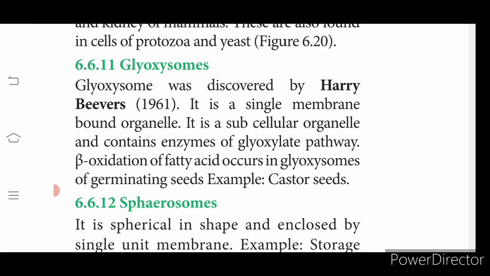Today we are going to continue with the 6th lesson in biobotany. We were talking about the cell organelles. So now we shall start with the glyoxysome. It was discovered by Beevers.